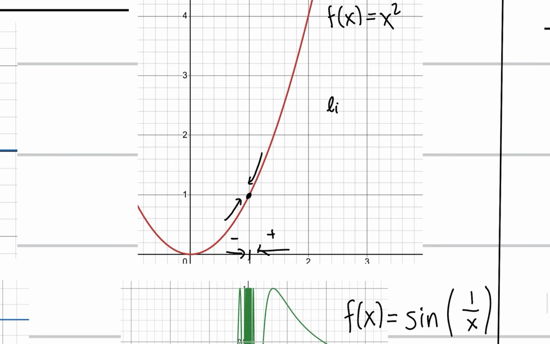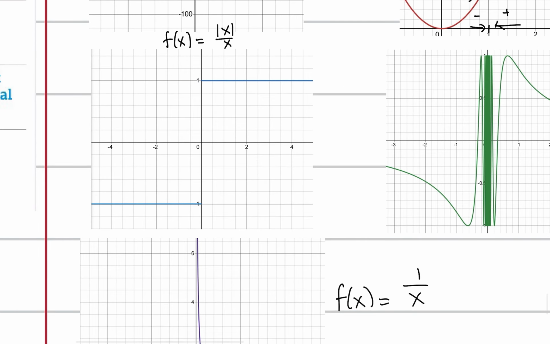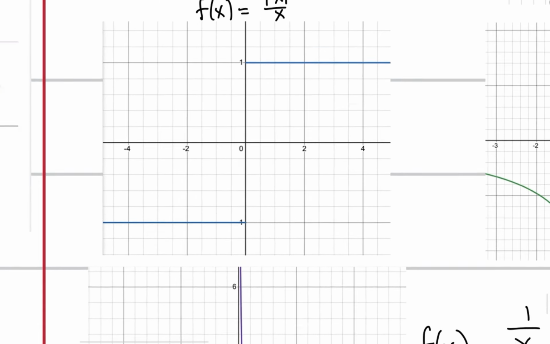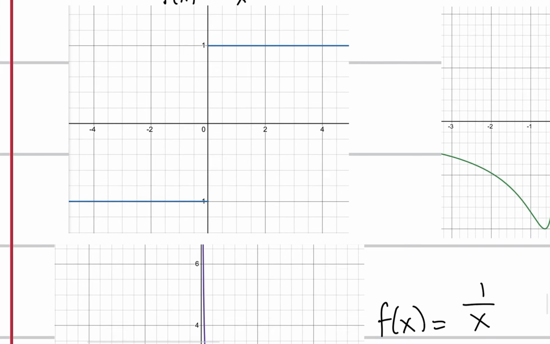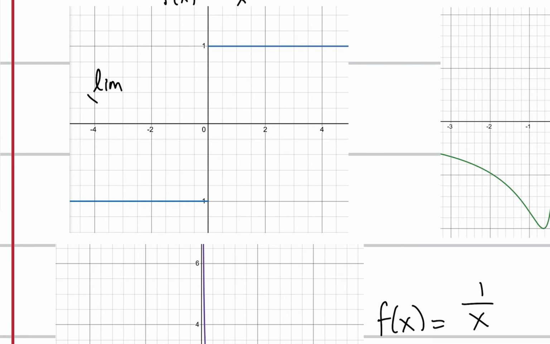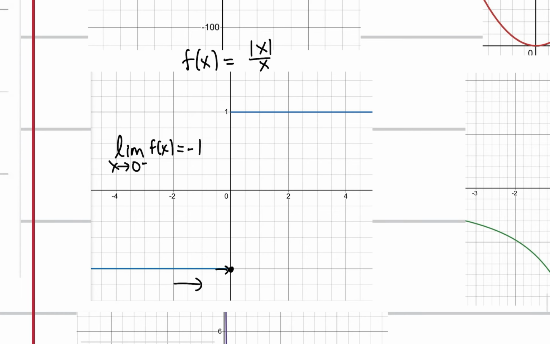of f of x, which in this case is x squared, is just equal to 1. So the absolute value of x over x, we have to realize that we're looking at the limit as x approaches 0. First, we can look from the left, which is 0 minus of f of x. And look, as we get closer and closer, we're going to get to -1, right? This is just completely flat, so we are going to go to -1.